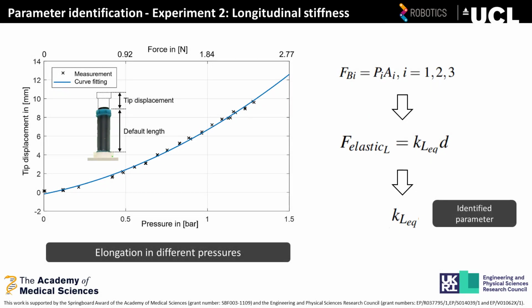To measure the longitudinal stiffness, three symmetrical chambers are actuated simultaneously with the same pressure, resulting in elongation. This experiment was repeated and then pressure data is plotted versus tip displacements. Using a Hookean stiffness assumption, the longitudinal stiffness KL was approximated.